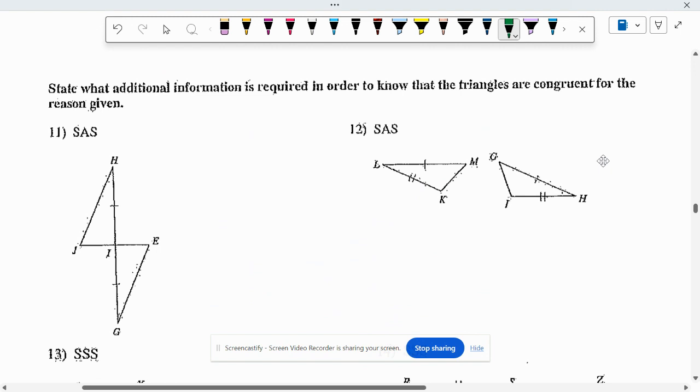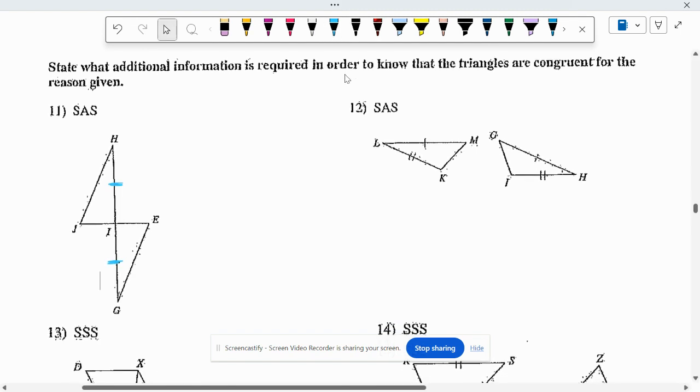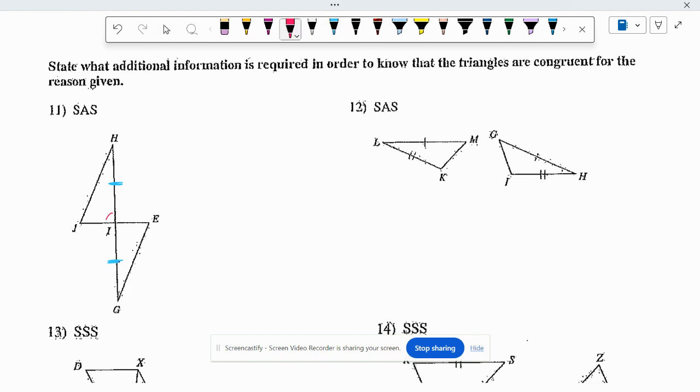This is the last one right here. It says, what additional information is needed to say that these two triangles are congruent using side, angle, side? Well, we only have sides marked congruent right now. I know that these two angles are congruent to each other because they're vertical angles. So in order to follow the side angle side pattern, I need to know that this side is congruent to this side. I need to know that JI is congruent to EI.